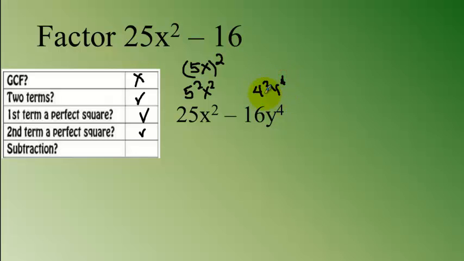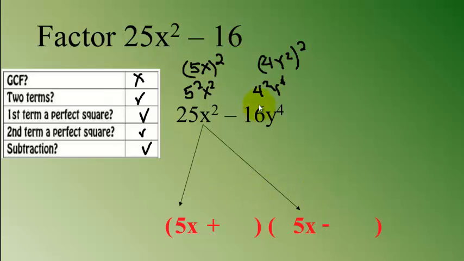y to the 4th. Now we can write this further as 4y squared, squared. So this one is the same thing as this, because 4 raised to 2 is 4 squared, and y raised to 2 is y to the 4th. Now do we have subtraction? Yes. So the factors will look like this. The first term of each factor will be 5x, and the second term of each factor will be 4y squared.